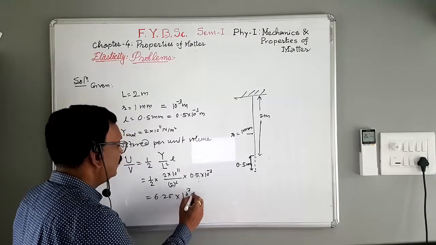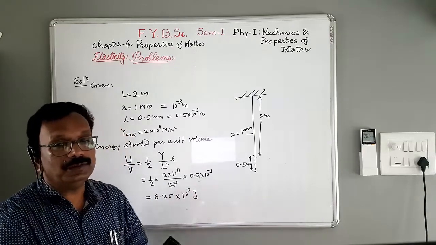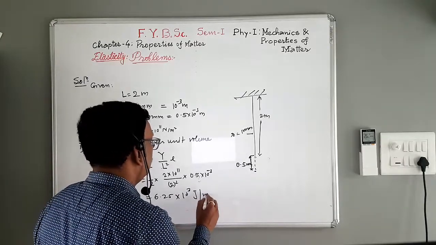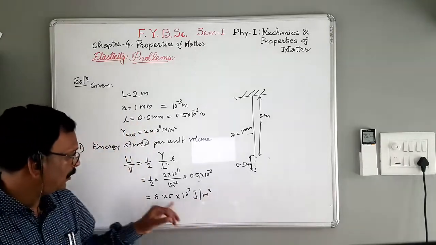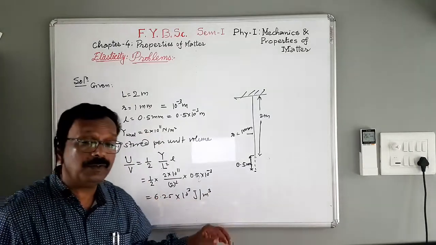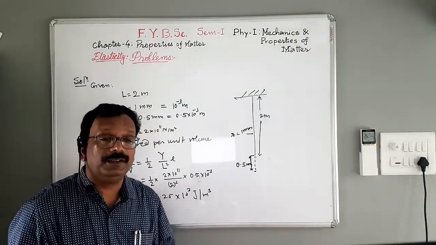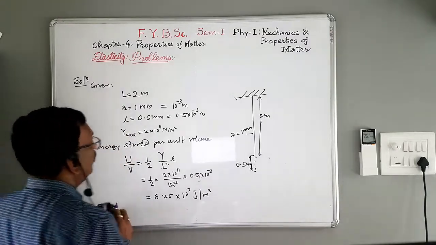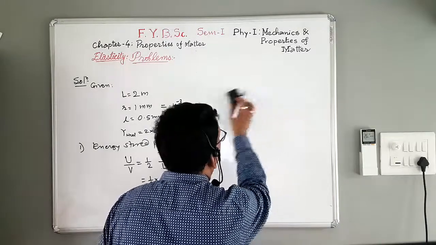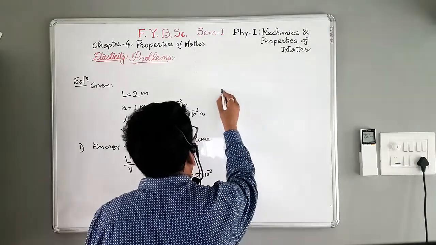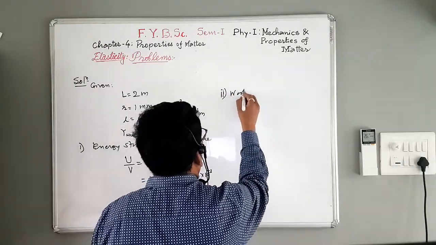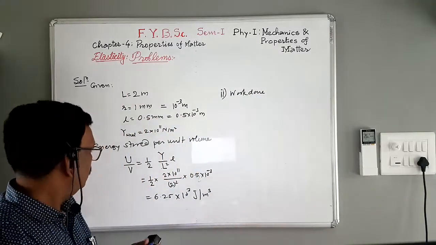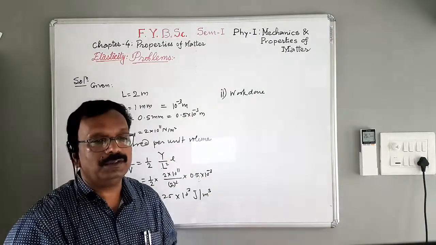And what is the unit of energy? That is joule per meter cube. Why meter cube? Because it is energy stored per unit volume, and volume is a cubic quantity. Okay. Now, the second quantity, that is work done. First we obtained the energy per unit volume. Now the second quantity is work done.